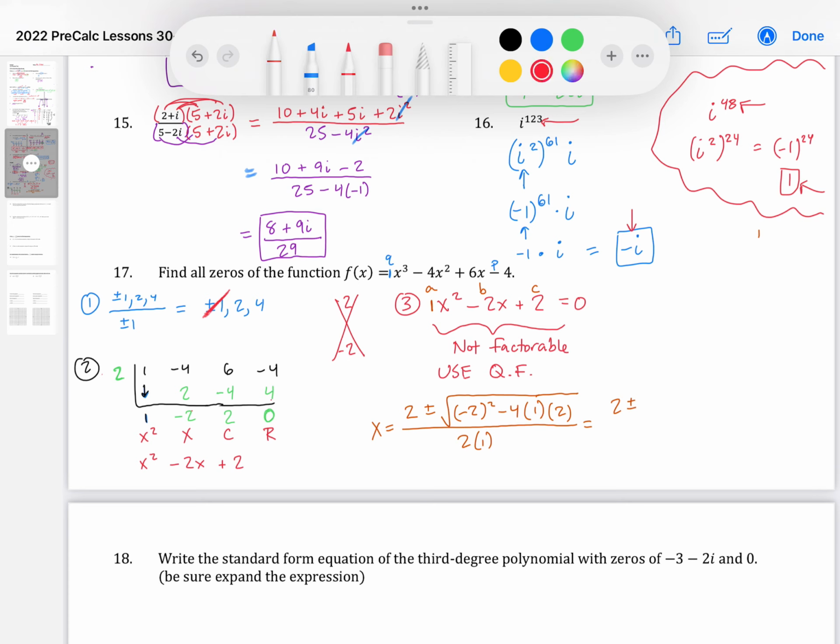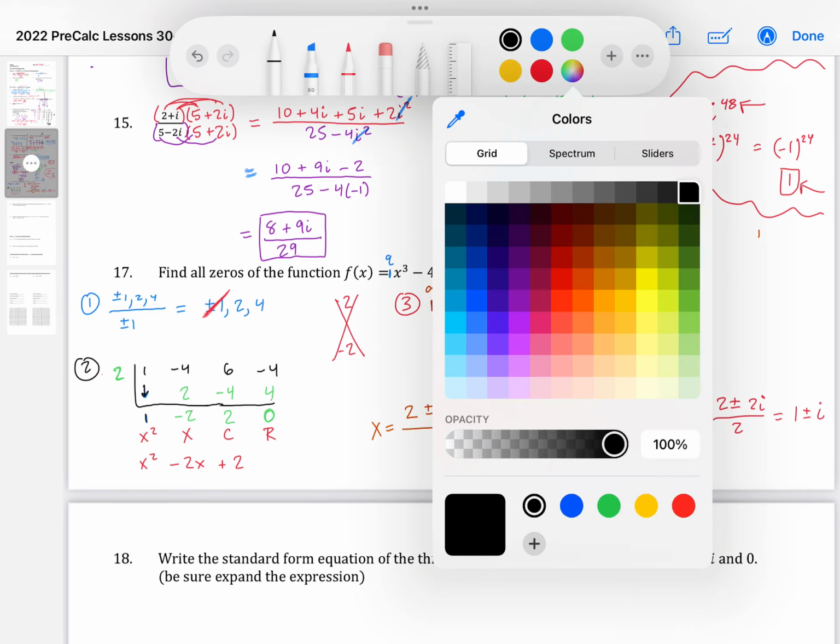And then up above, I usually show the work on this. This is 4 minus 4 times 1 times 2 is 8. So that's just going to be the square root of negative 4, and then it's all over 2. So we have 2 plus or minus the square root of negative 4, which is 2i, divided by 2. Since you can divide those out, 2 divided by 2 is 1, plus or minus 2i divided by 2 is i. So I always like to, at the end, just make a box with all of my solutions.